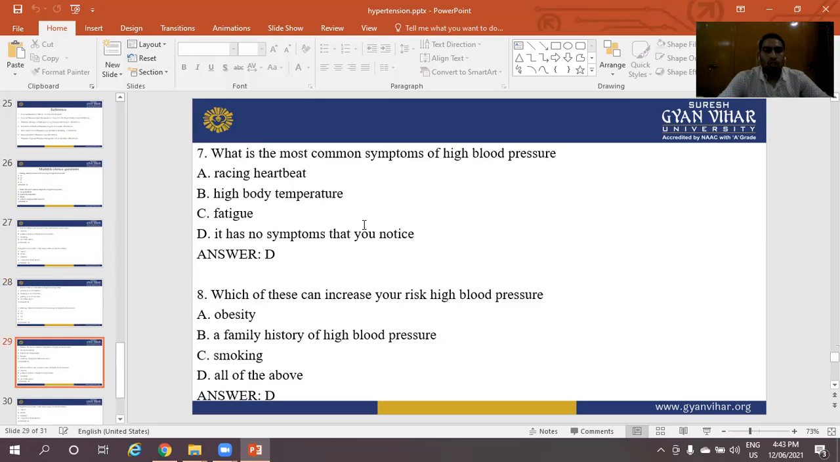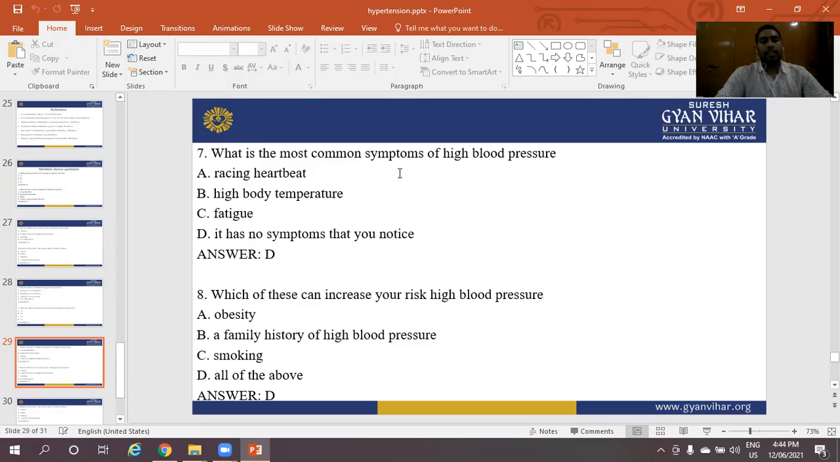What is the most common symptom of high blood pressure? Option A is rising blood pressure, rising heartbeat. Option B is high body temperature. Option C is fatigue. Option D is it has no symptoms that you notice. The right answer for the most common symptom of high blood pressure is option D. It has no symptoms that you notice.